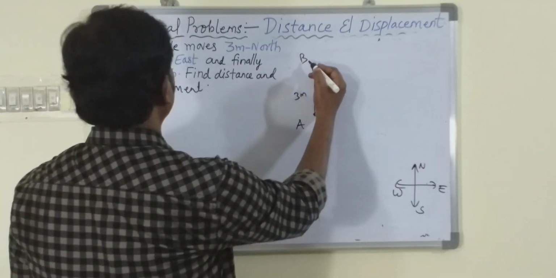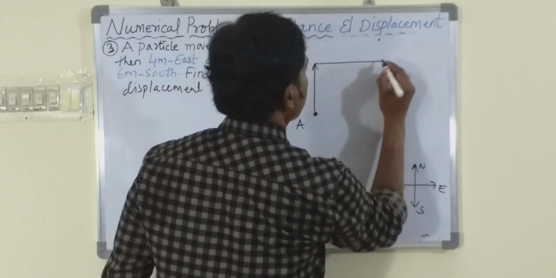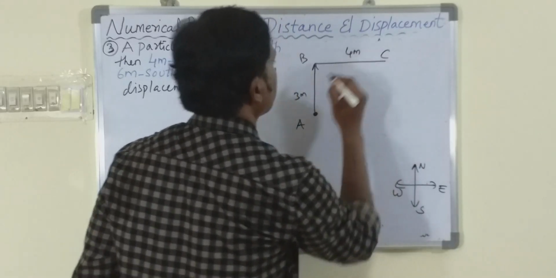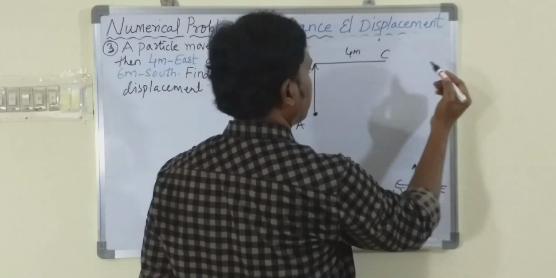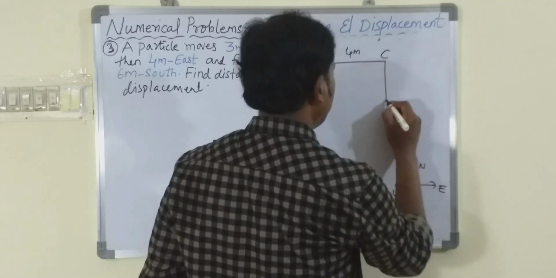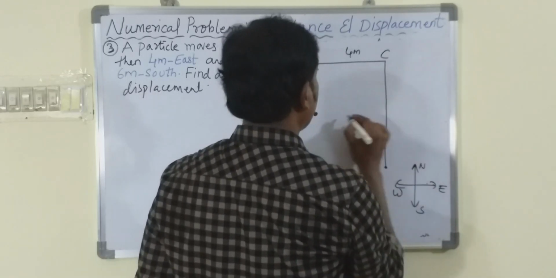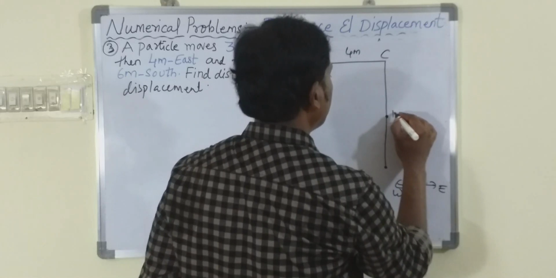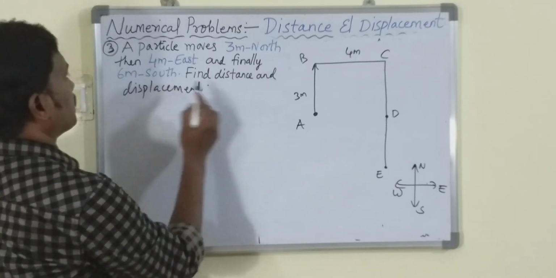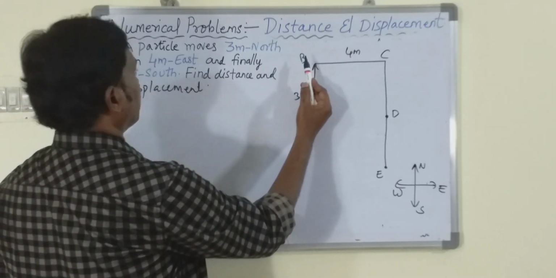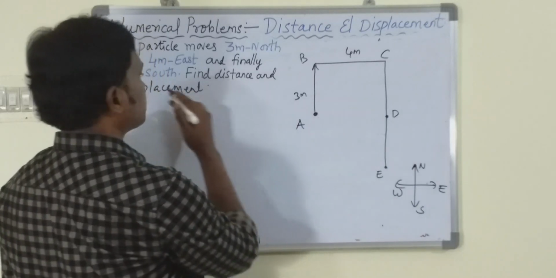And here, 4 meters east. North, south, east and west. So here this is 4 meters east. And finally 6 meters south. So from here to here is already 3 meters and again 3 meters. Let me denote here D also, and this is E. Okay, so this is the question. A particle moves 3 meters north, then 4 meters east, and finally 6 meters, that is 3 meters and 3 meters, 6 meters south.